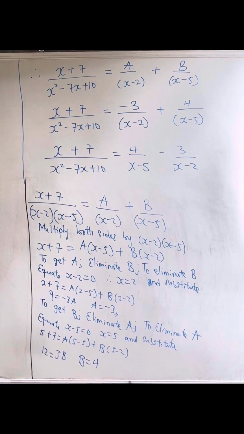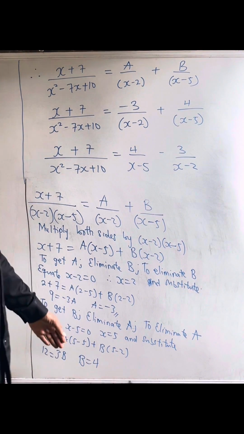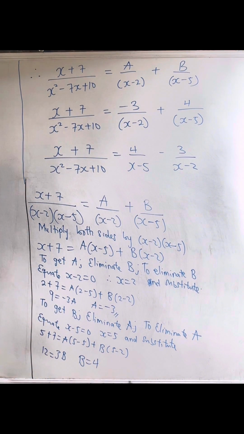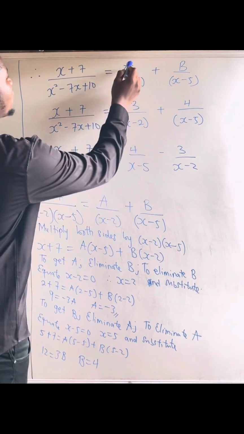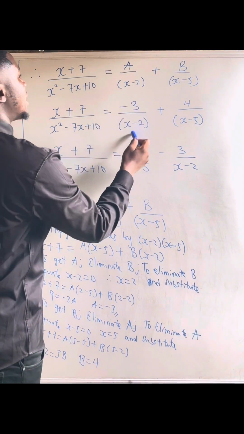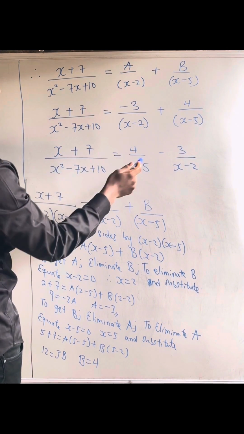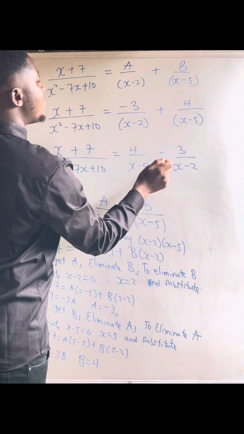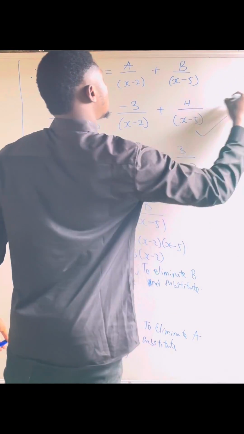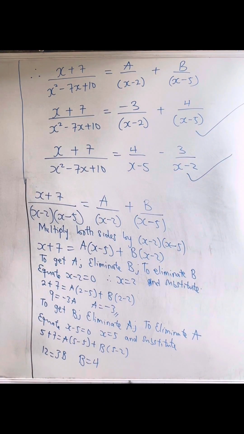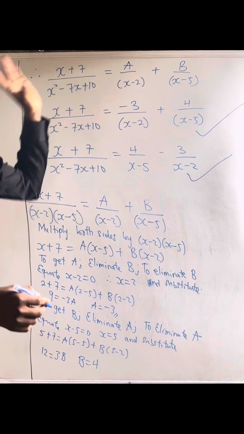So guys, after we've gotten the value of A to be minus 3 and the value of B to be 4, we just say that the equation, which was rewritten as this, since the value of A is minus 3, will be equal to minus 3 over this, and the value of B is 4 over this. And this expression can be written as 4 over x minus 5 minus 3 over x minus 2. So therefore, this or this is the final answer. This simply means that this is the single fraction, this is the partial fraction.